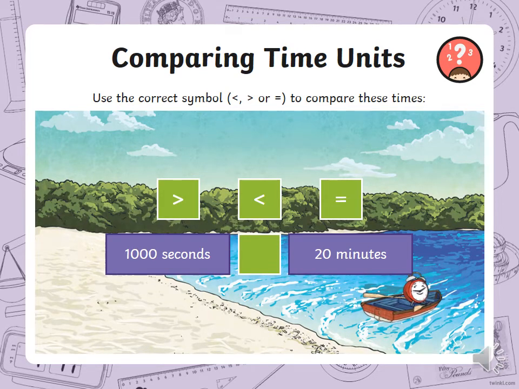Okay, so let me work through this with you. How many seconds are there in 1 minute? 60, correct. So what I want you to do is do 60 times 20. That will convert your answer to seconds, and that will help you figure out whether it's greater than, less than, or equal to. So your answer is this one, because 20 times 60 is 1,200.